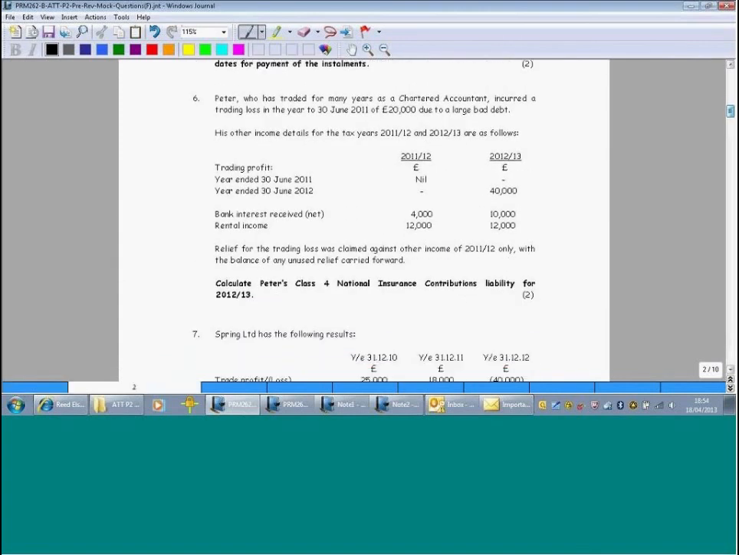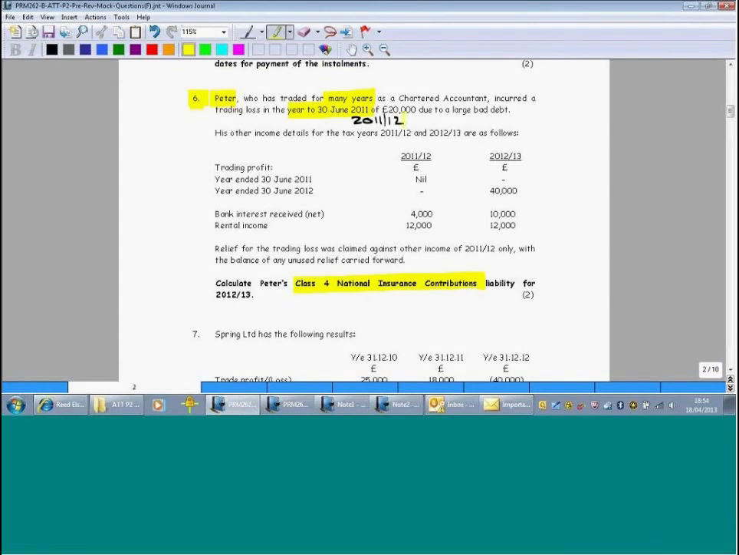So going back to the question paper then, in terms of the other short forms, the next short form that I just wanted to point out to you was short form 6. Here you're dealing with an individual, a sole trader. They've made losses and you're asked to calculate their Class 4 national insurance liability. Just a minor point to remind you of, something that you might have completely forgotten. This individual has incurred a trading loss in their year to June 2011, and we're told that they have been trading for many years. So in other words, the tax year of this loss will be 2011-12.